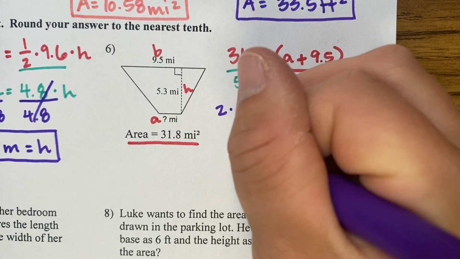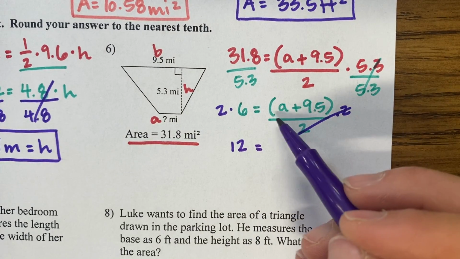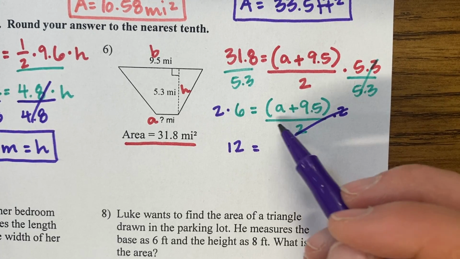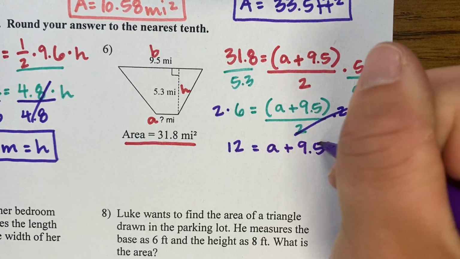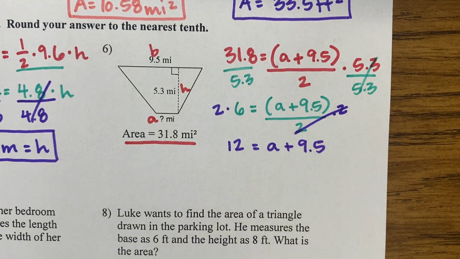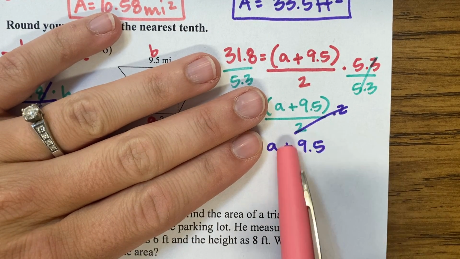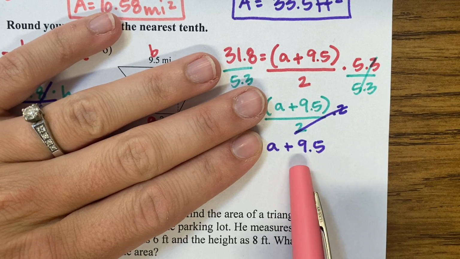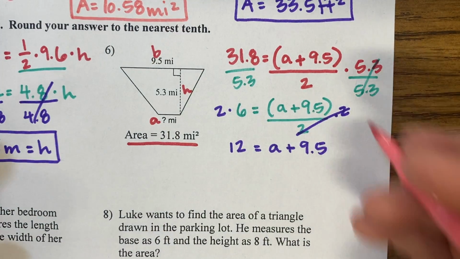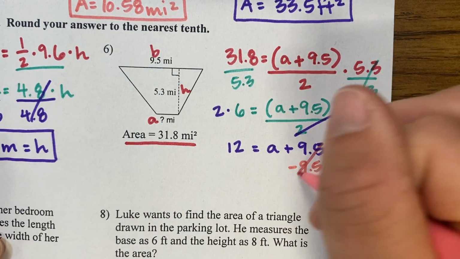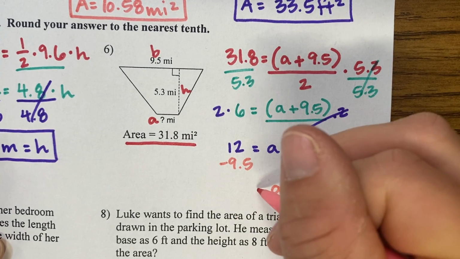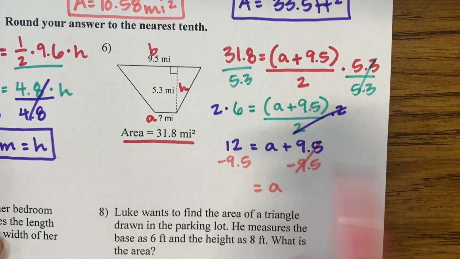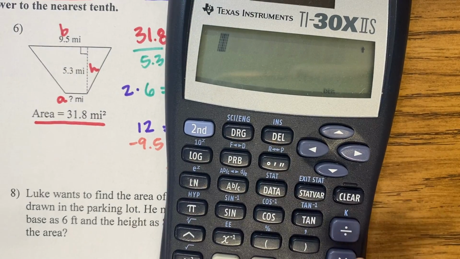Okay, so I get 2 times 6 is 12, equals, now that I just have what's in the parentheses, we don't need the parentheses anymore. A plus 9.5. Beautiful. Okay, one more step to get A by itself. The only thing left to get rid of is this plus 9.5. What is the opposite of plus 9.5? We're going to subtract 9.5. Okay, so we get A is all by itself over here. And what is 12 minus 9.5? You can do that in your calculator.